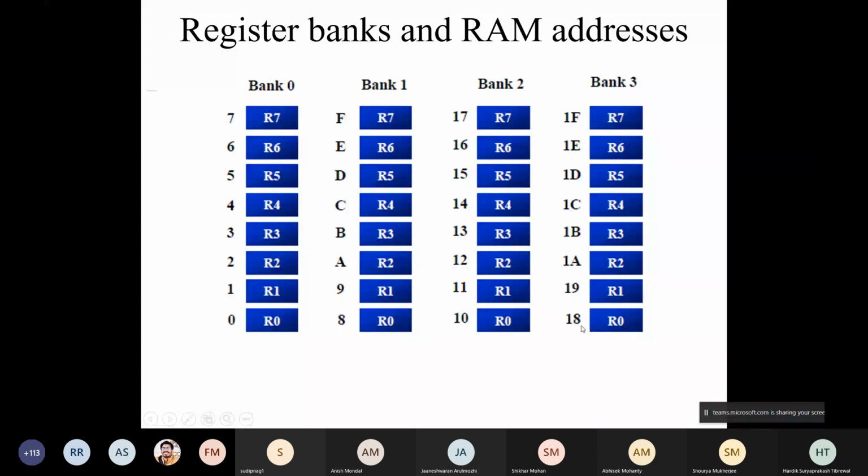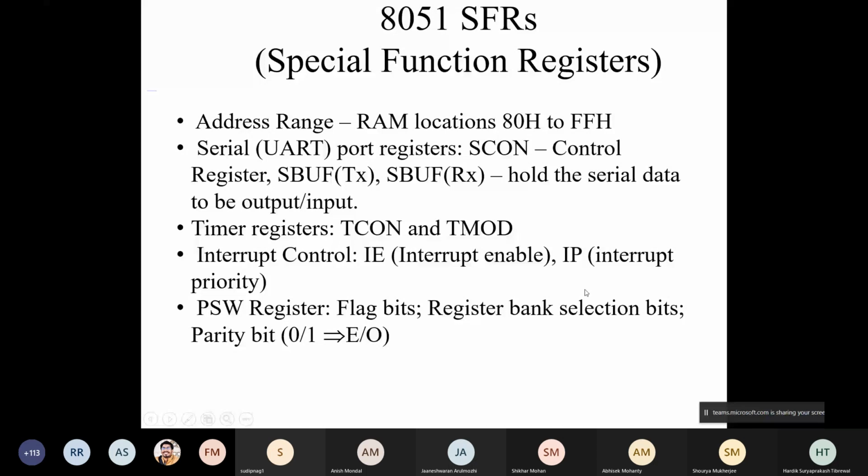Now, these SFRs are very important. Special function registers. SFRs are part of the RAM locations, as you have seen earlier. The address range of these RAM locations is 80 to FFH, and SFRs are there for each and every peripheral. What is so special? Because they configure certain operations of the microcontroller, such as the serial port, timer or counter, interrupts, and such functions.